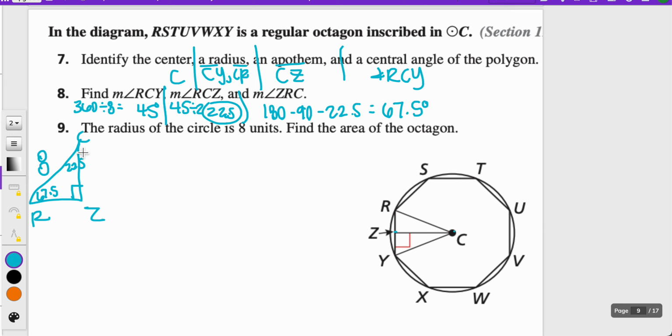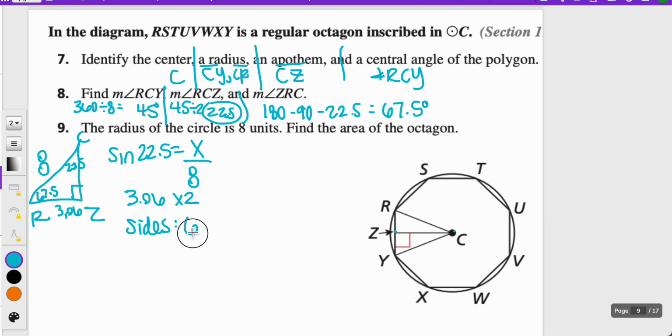So what I'm going to do is start with 22.5, and I'm going to do sine, which is opposite over adjacent. So the sine of 22.5 is equal to x, don't know that yet, over adjacent. I'm going to cross multiply here. Grabbing my calculator first. So 22.5 sine, and then times 8. I'm getting about 3.06. So that means this leg is 3.06, but this is only half the side, so I'm going to multiply that by 2, and each one of my sides is going to be 6.12. Okay, so that's one thing I needed.